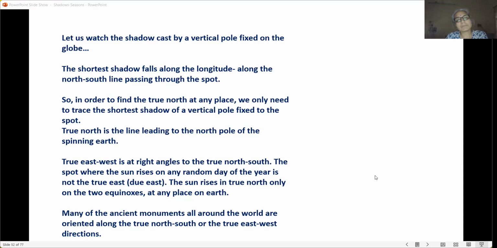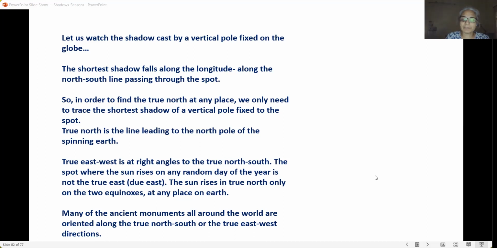So the ancients would observe the equinoxes to find the true east and the true west, and they would use the shadows to find the true north and true south. These cardinal directions were very important to the ancients. They had a lot of religious importance, and all the ancient monuments have used these cardinal directions. So they were well versed in finding these directions.